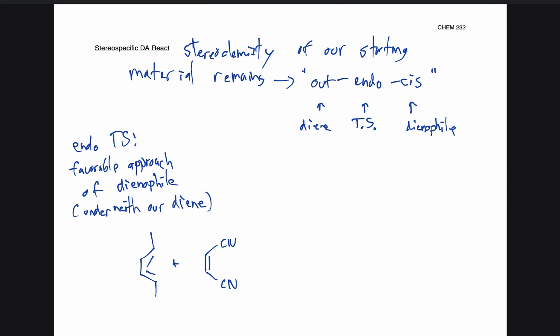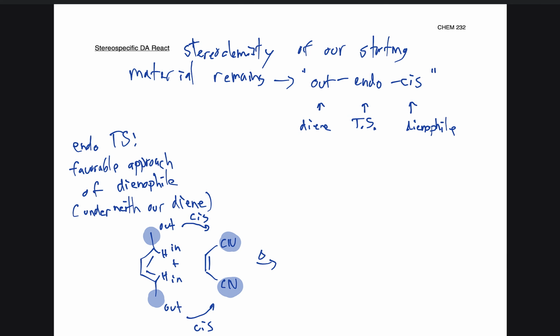And so out-endo-cis, right? Out, referring to our diene, are these groups here, right? These methyl groups are out, and our hydrogens are in. Okay? And on our dienophile, the cyano groups, right, are cis here to the out groups. Okay? Meaning they're going to be on the same face in the product.